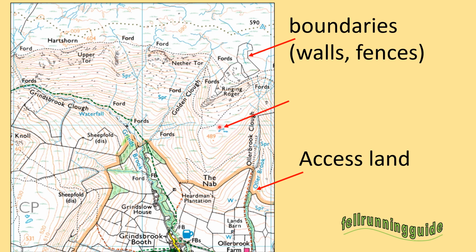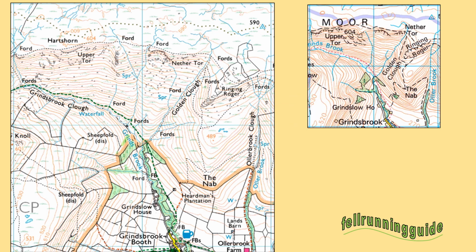Here the arrow is pointing to water features, the water feature there. So here we've got the two maps side by side, and we can look at the arrows and see how the features aren't shown on the 1 to 50,000 map.